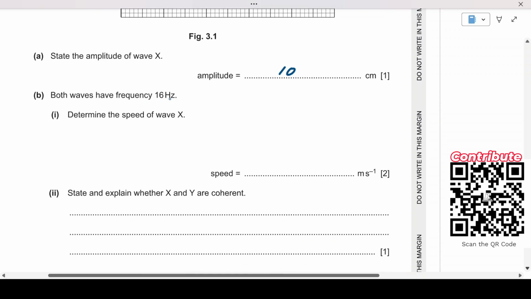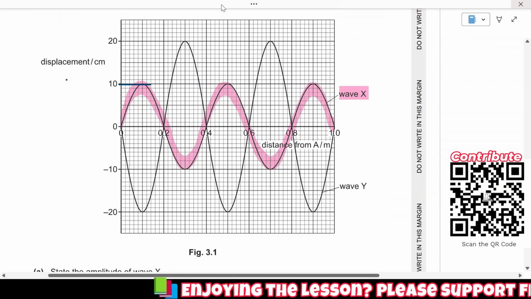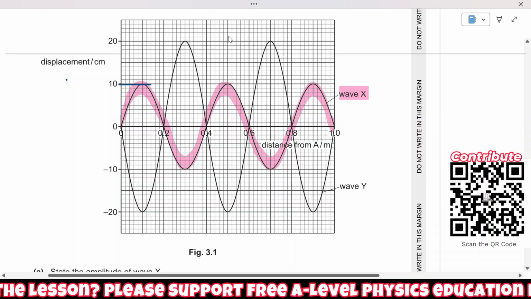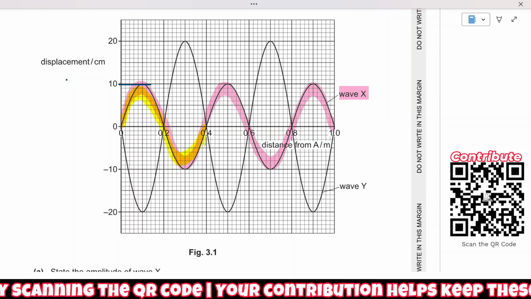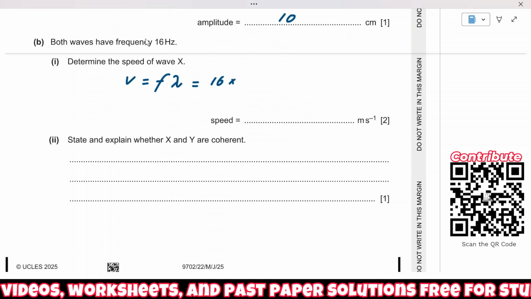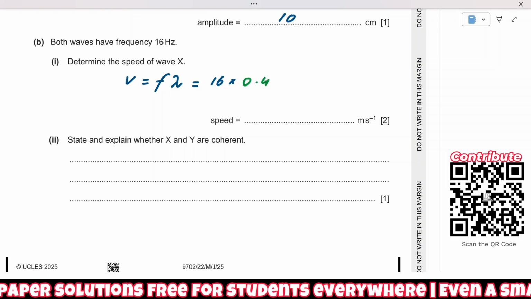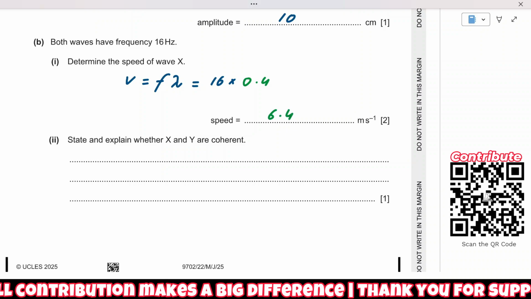Both waves have frequency 16 Hertz. Determine the speed of wave x. So this wavelength would be the length of one wave cycle, 0.4. So 64 divided by 10 would be 6.4 meter per second.